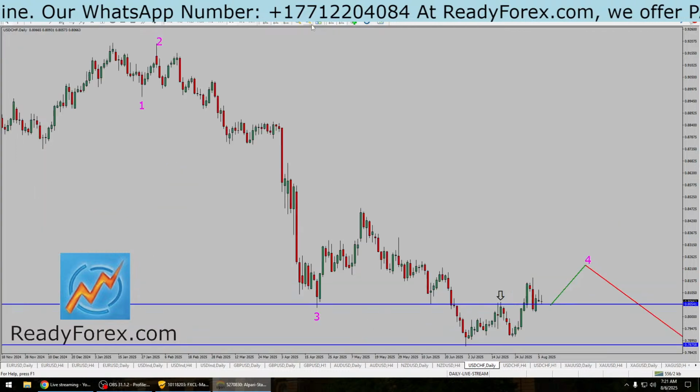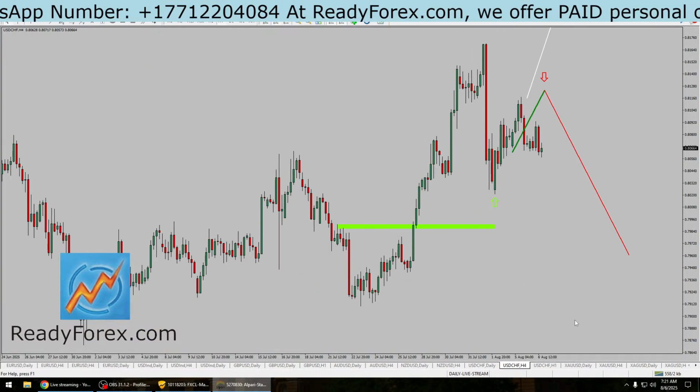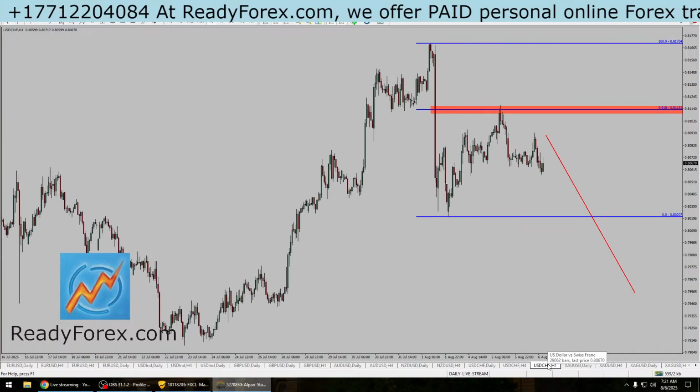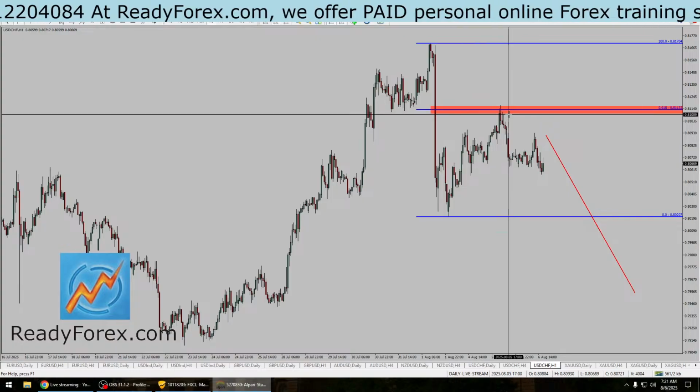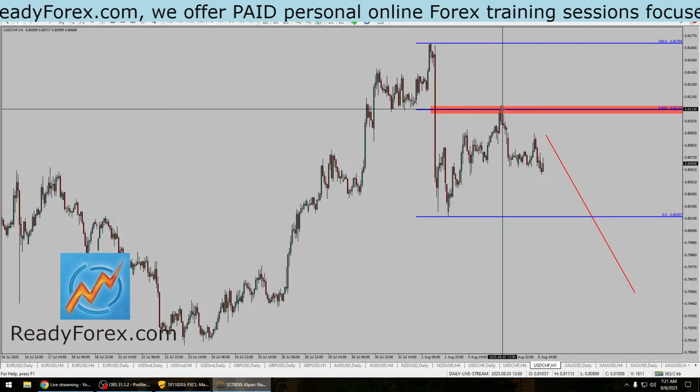Okay, so this is where we got the pullback, and let me show you the Fibonacci retracement level. So this is the 0.618 Fibonacci retracement area, and we got a spike right over here.